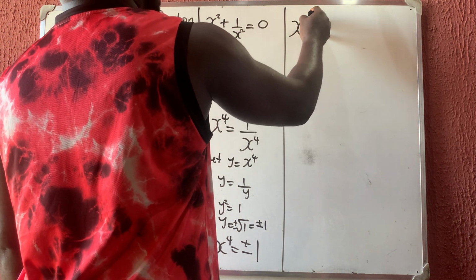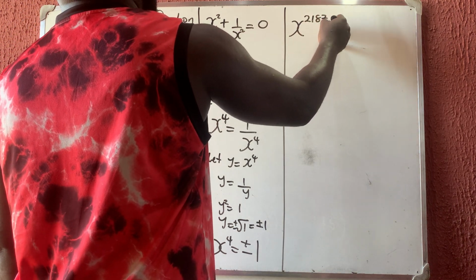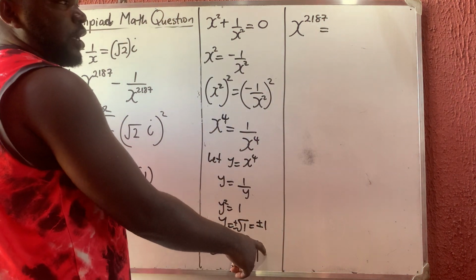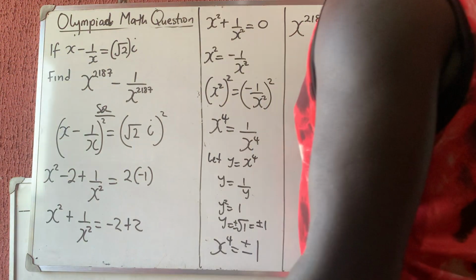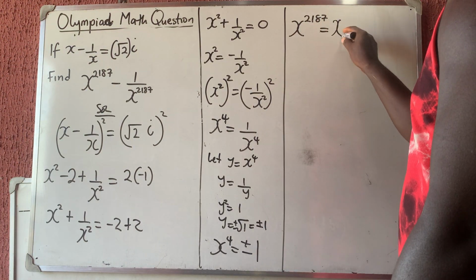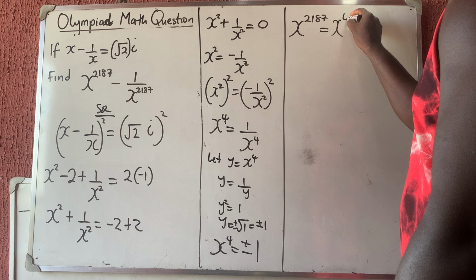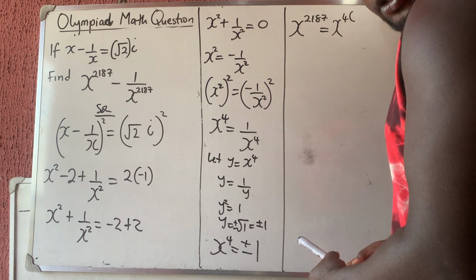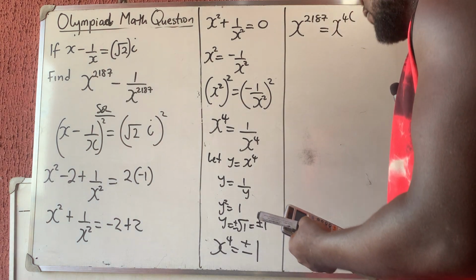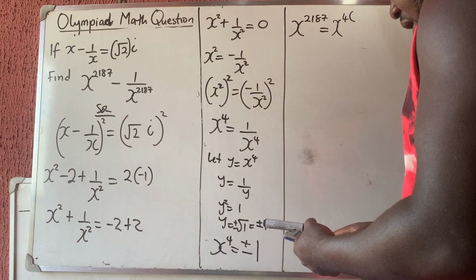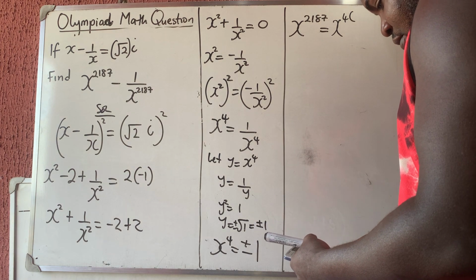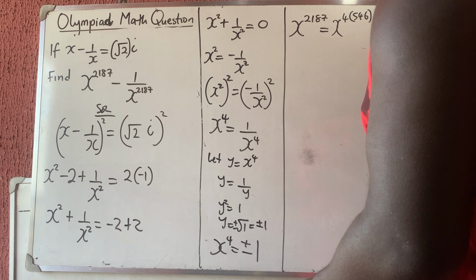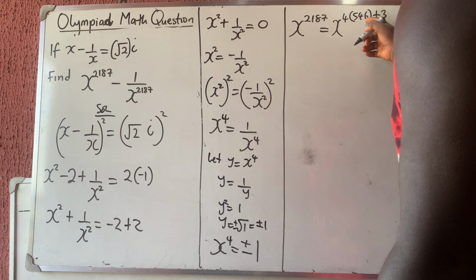x raised to power 2187 is the same thing as, let us put it in terms of x raised to power 4 because we have gotten that x raised to power 4 is 1. So putting it in terms of x raised to power 4, 4 times what will give us that? Let us check. 2187 divided by 4. Okay, 546, so 546, then remainder 3. So this plus this will give us this.